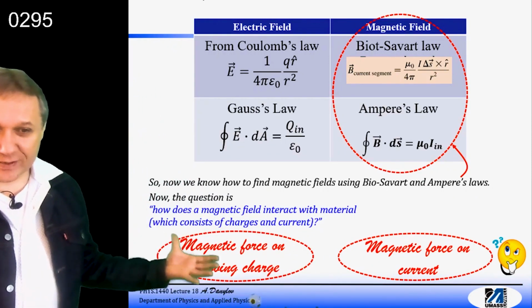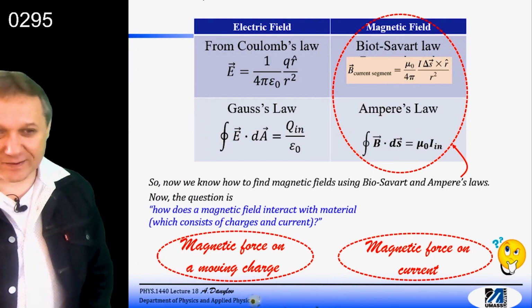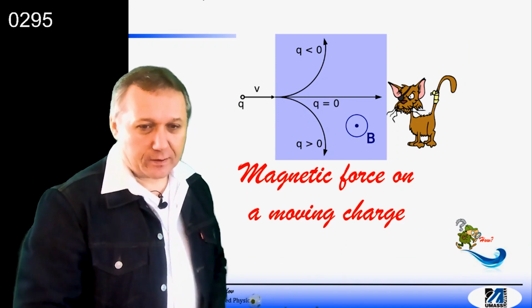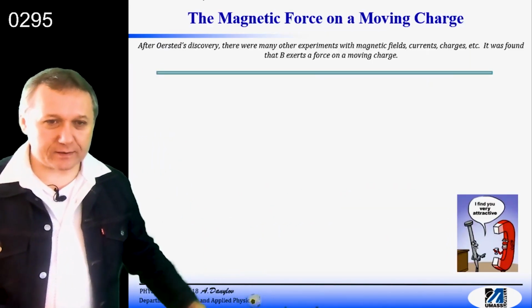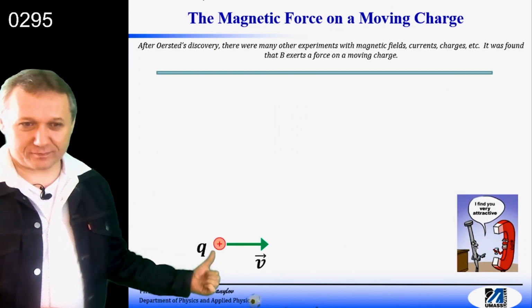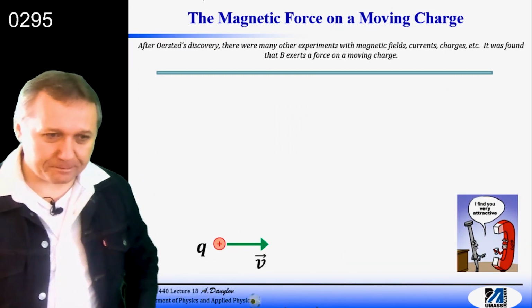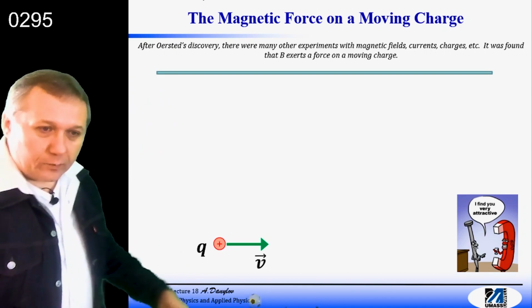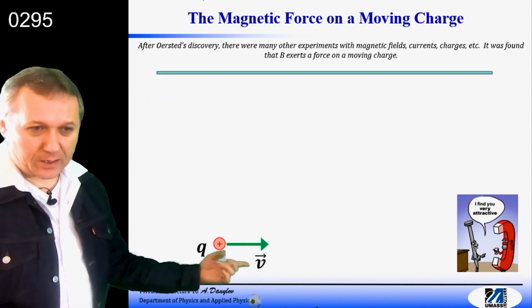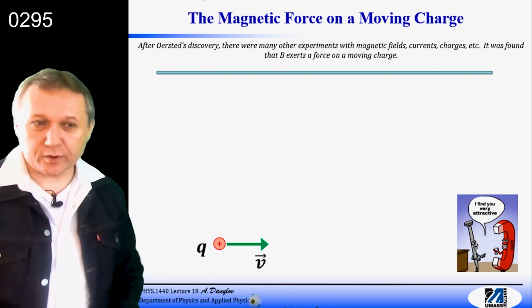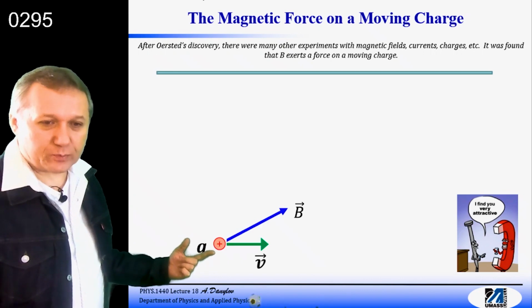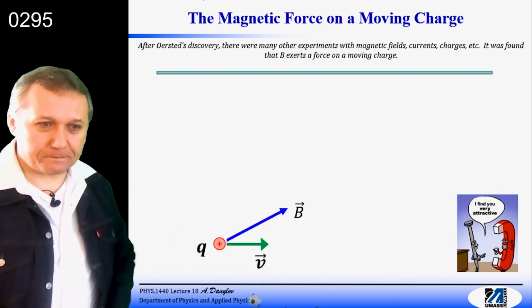So let's start with the magnetic force acting on a point charge. Let's assume that we have some point charge Q, and let's assume positive for simplicity, which moves with velocity v that way, and let's say it is exposed to some magnetic field. Now let's say at this point, the magnetic field points that way.